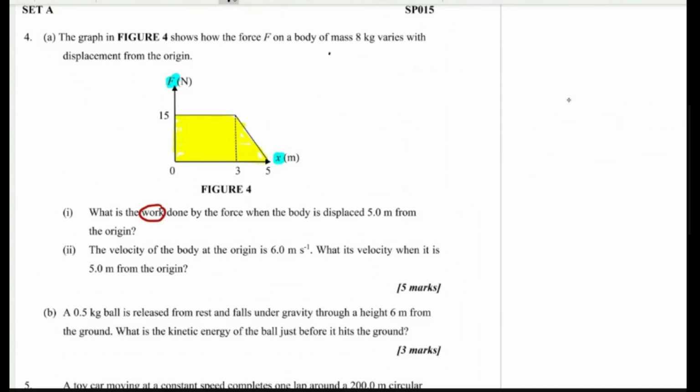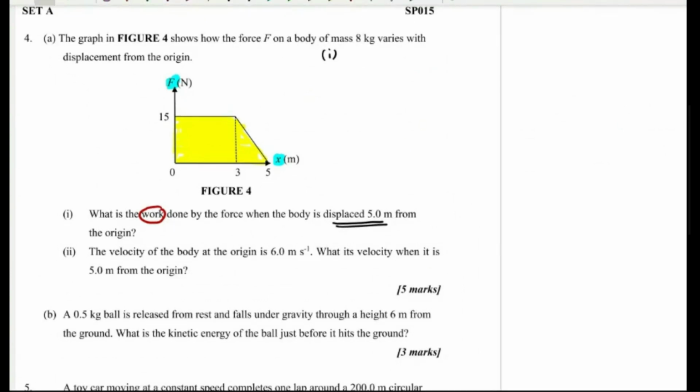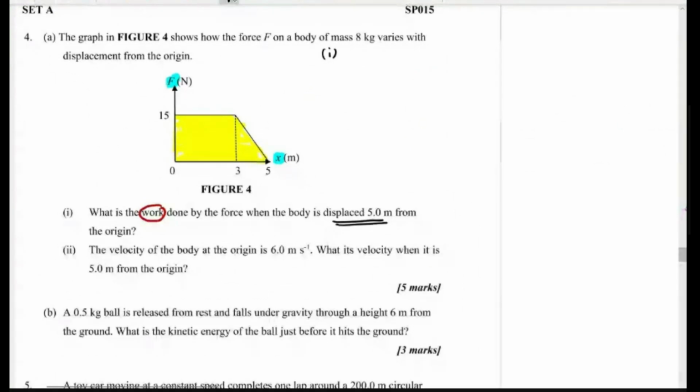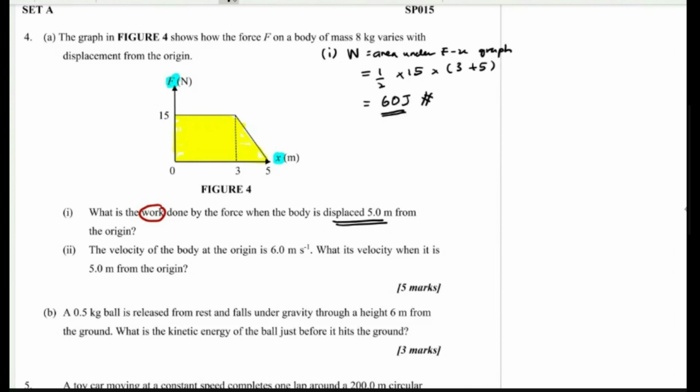Number 1. Work. What is the work done by the force when the body is displaced 5 meter from the origin? Cuba kira dulu. 45. So work is equal to area under Fx graph. So it's equal to half. So this is the trapezium. 3 plus 5. 60 ke medium? The answer is 60 joule. Unit jangan lupa. 60 joule.